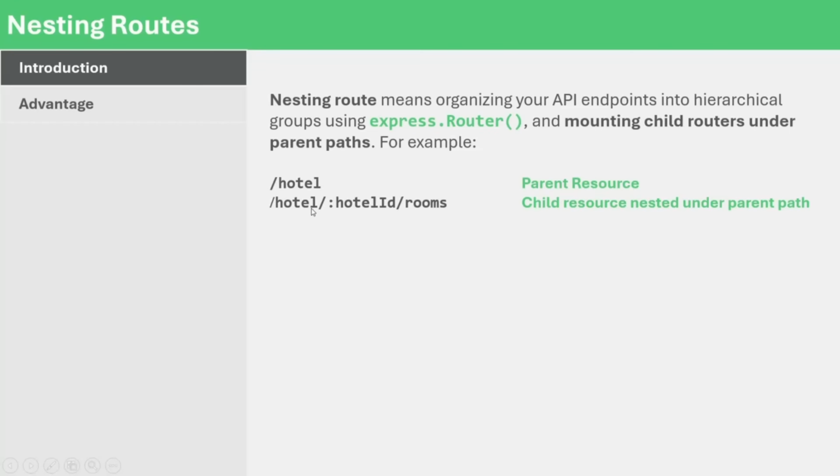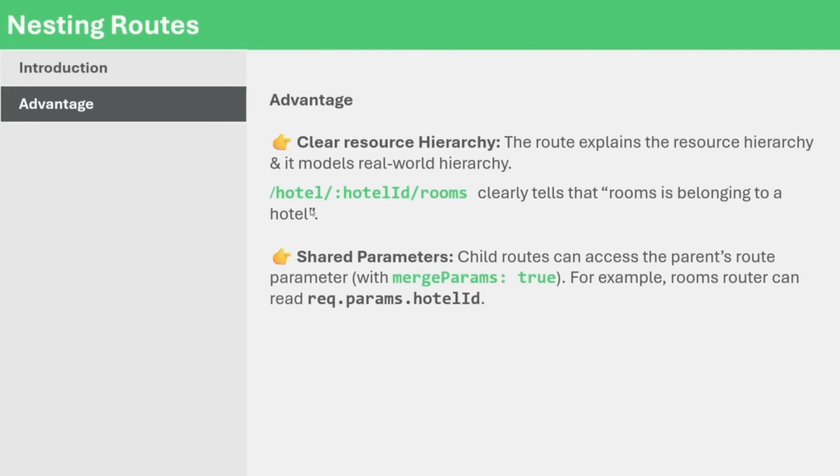Now, what is the advantage we get here? First of all, it clearly specifies the resource hierarchy. The route itself explains the resource hierarchy and it models the real world relationship between the resources. So, for example, again, this route here clearly tells that the room belongs to a hotel. Then the second advantage is that we can share parameters. The child routes can have access to the route parameters of their parent route. So this is another advantage we get. So let's go ahead and see how we can implement nesting routes in Express.